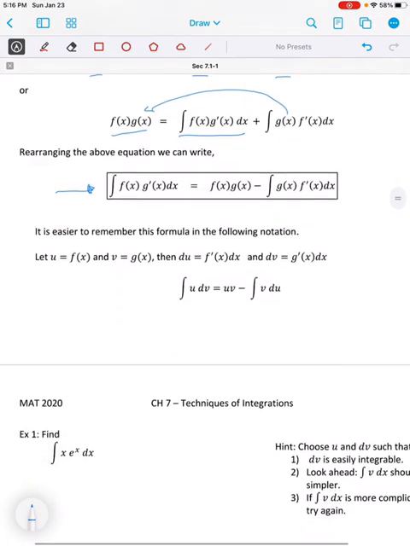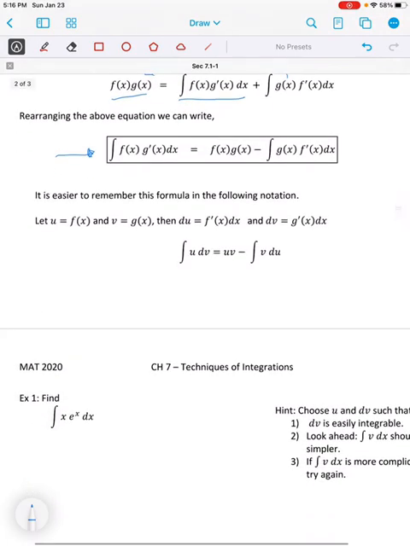Otherwise there is an easier way to remember the formula for integration by parts, and we say that if we think of u to be f of x and v to be g of x, then du will be f prime of x dx and dv is equal to g prime of x dx. The differentials will be there, so that the formula up here, the one in the box, can now be written as this formula, which is the one we will be using when we do the integration by parts.